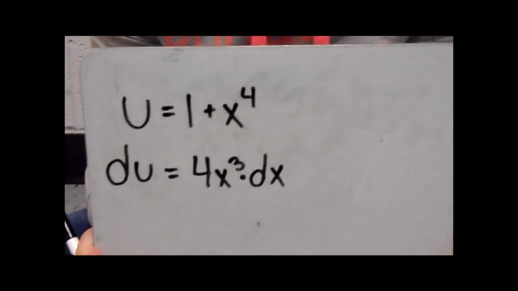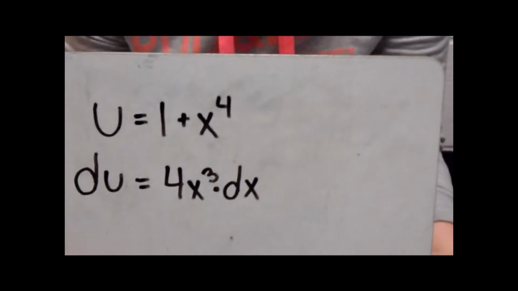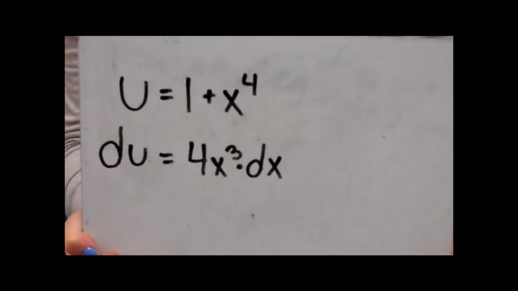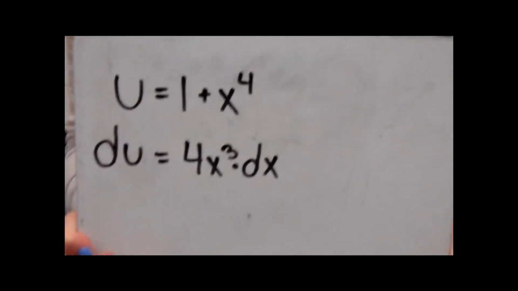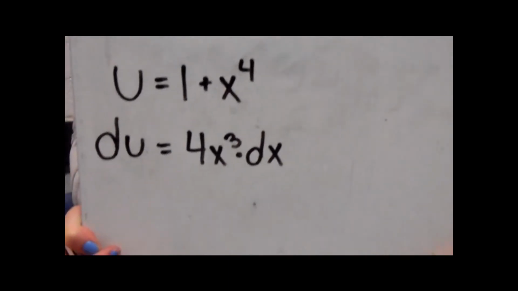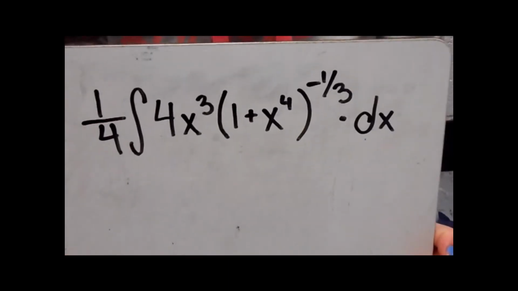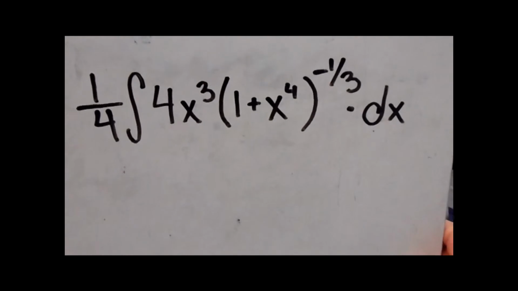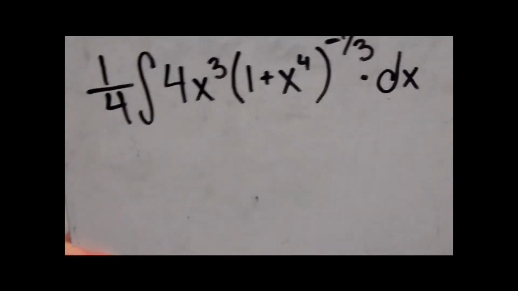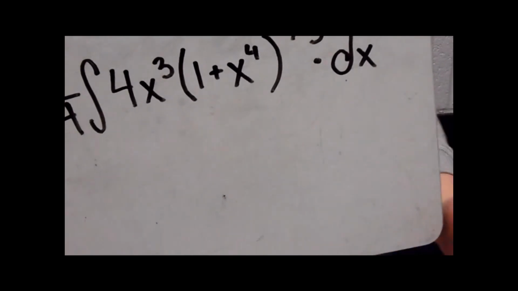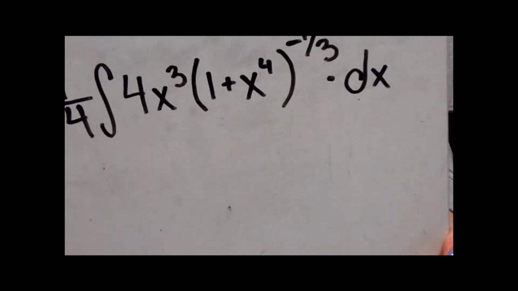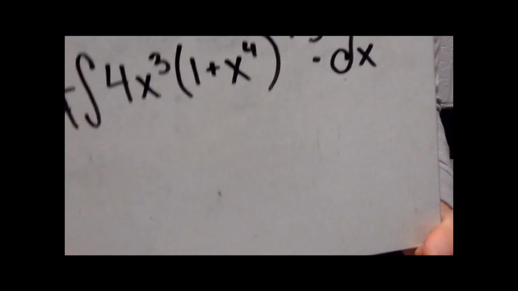According to our integral, we will replace 1 plus x to the 4th with the letter u. So then the derivative of this must be 4x to the 3rd. In order to get the correct derivative into the equation, we multiplied the outside by 1/4 and the inside by 4, which is really 4 over 4, which is equal to 1, so it doesn't mess up the equation.